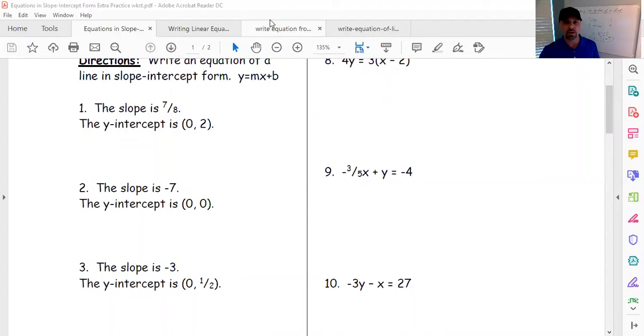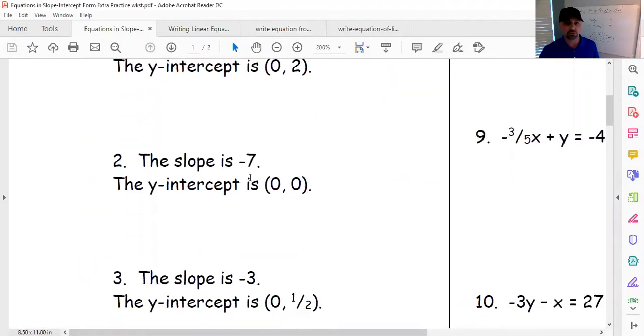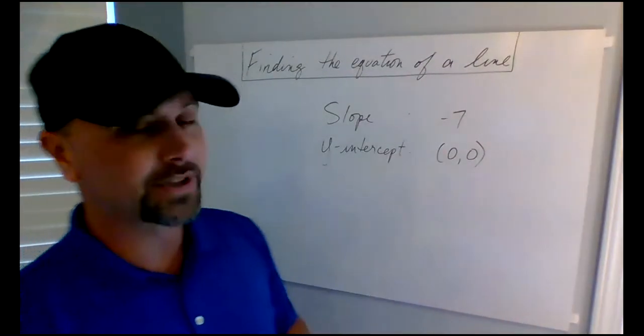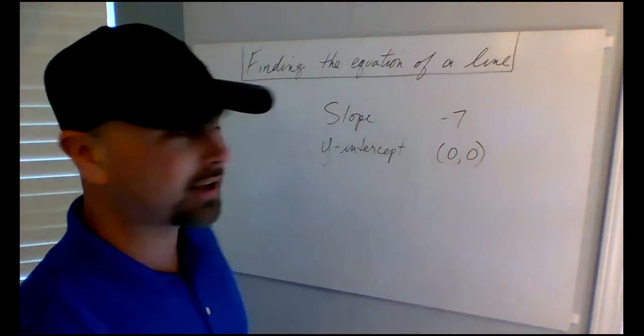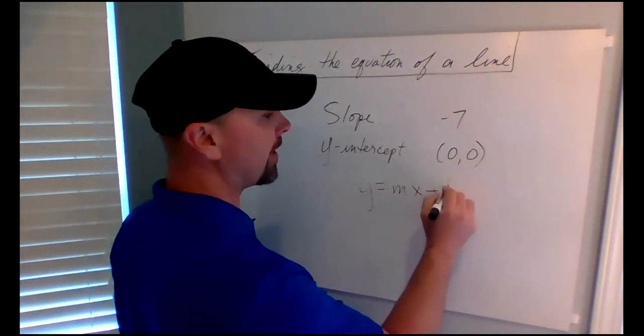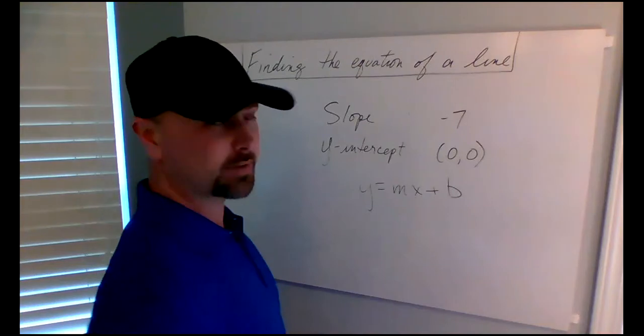Why don't you do number 2 for me real quick? Slope's -7, the y-intercept is (0, 0). Write that equation out and we'll see if you got it. I'll go ahead and do it, and then I'll share. The slope is -7, and the y-intercept is (0, 0). We're going to put it into this format, y equals mx plus b.